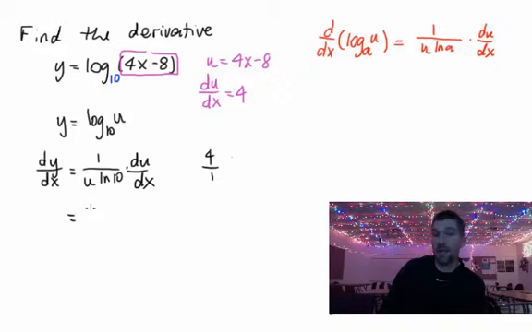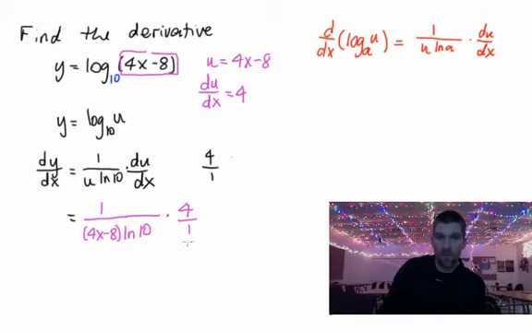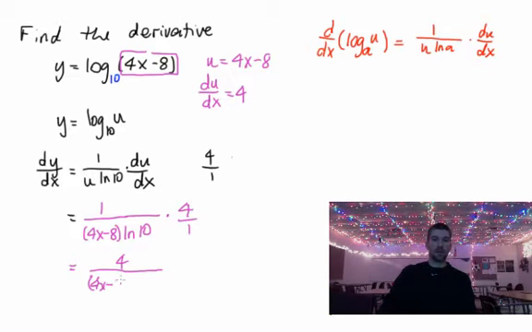So when I substitute everything in, what I'm going to end up with is 1 over u, which is 4x minus 8, okay, 4x minus 8 times the natural log of 10. And now remember, natural log of 10 is a constant, so there's nothing fancy we can do with it, times 4 over 1. And there's not much else to do to simplify this problem, except go ahead and multiply 4 and 1 together. So that's going to give me 4 on top, and then on the bottom I'm going to have 4x minus 8 times the natural log of 10.